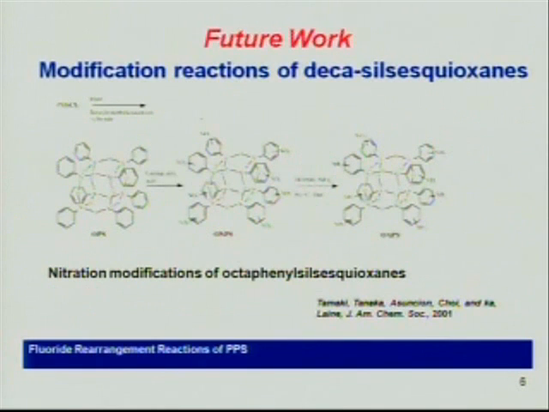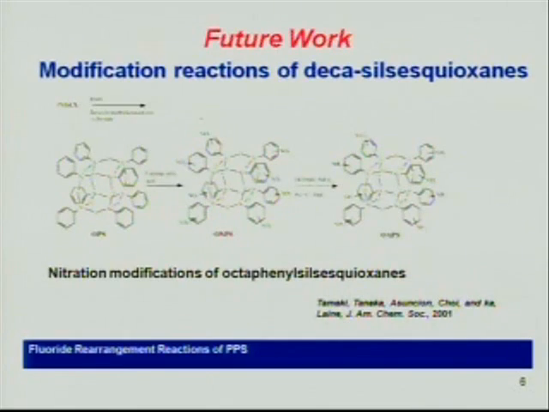Eventually, once we purify the deca form, or the T10 form of it, we can run further modification reactions of these decasilsesquioxanes. Examples of the decasilsesquioxanes are shown here. Here shows a nitration modification of octaphenylsilsesquioxanes, and we can do similar things, hopefully, with decasilsesquioxanes.